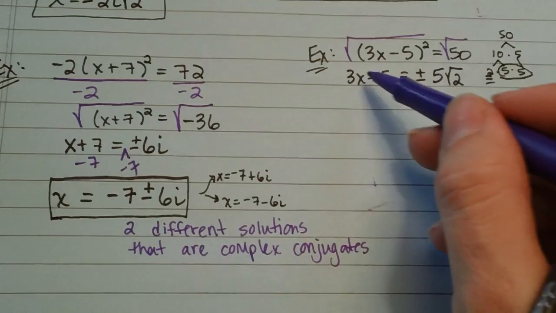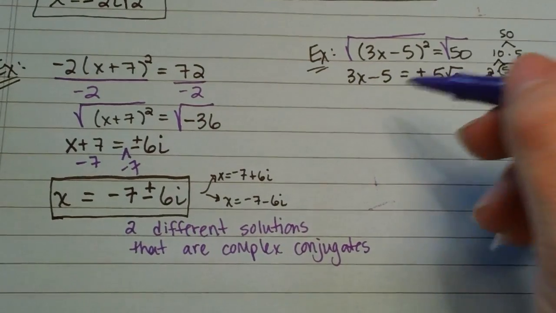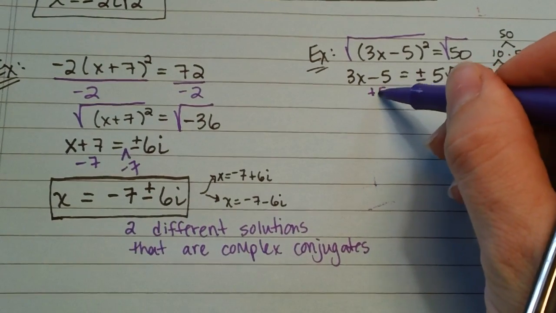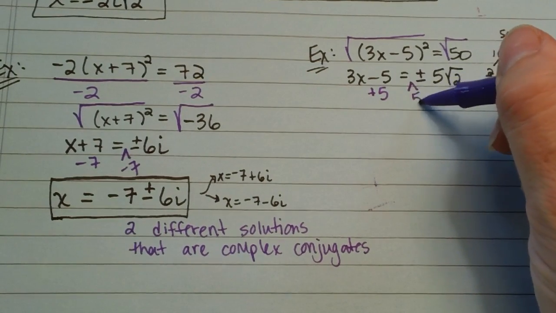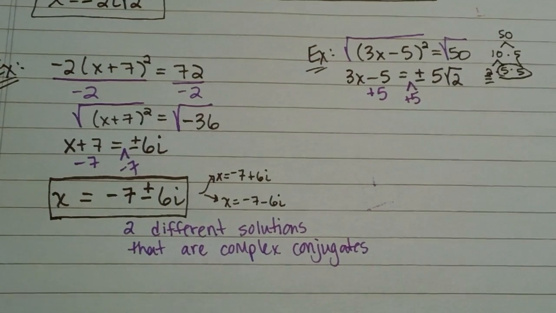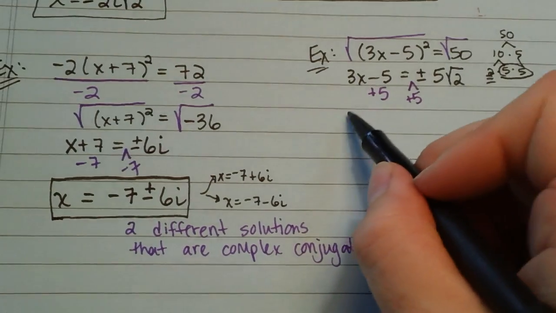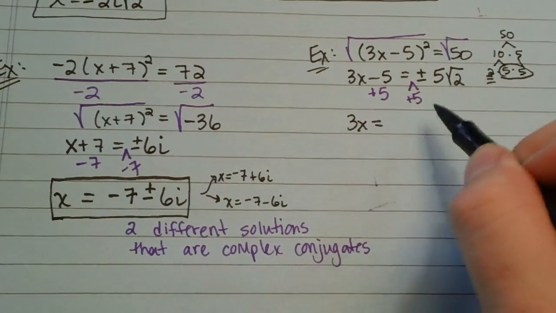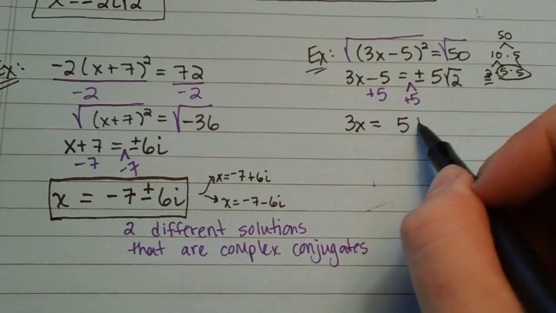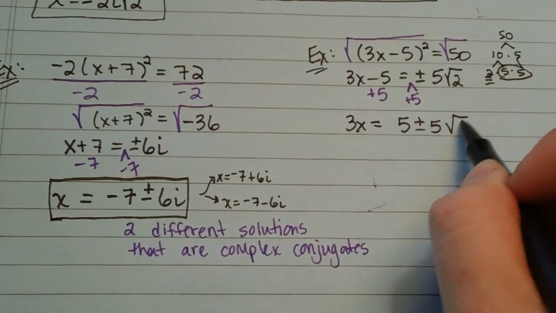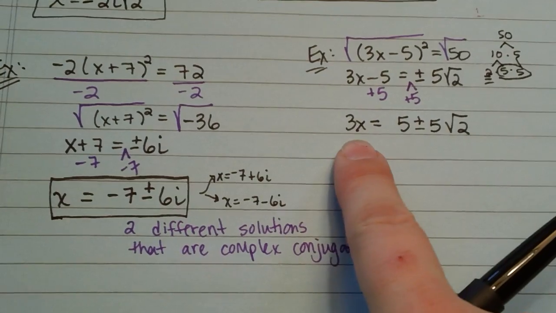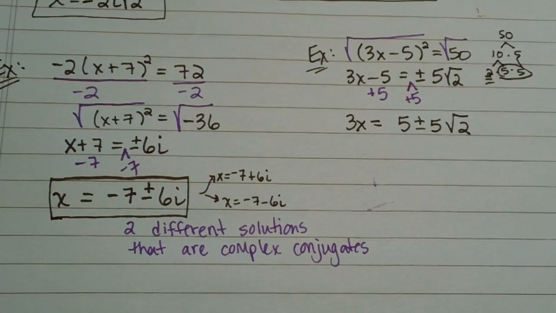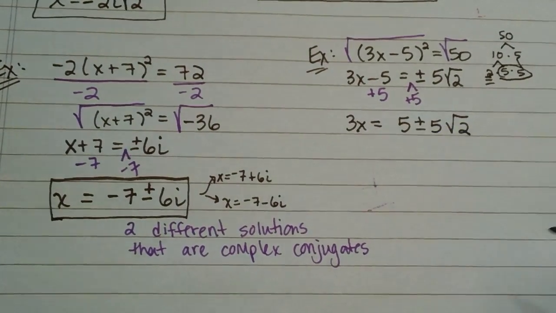I still have to solve for x. It's not done yet. So I'm going to start solving for x here by adding 5 to both sides. Remember that that 5 is going to go before the plus and minus symbol. So I'll have 3x equals 5 plus or minus 5 times the square root of 2. I've still got to solve for this x. I have 3 times x equals this 5 plus 5 square roots of 2.